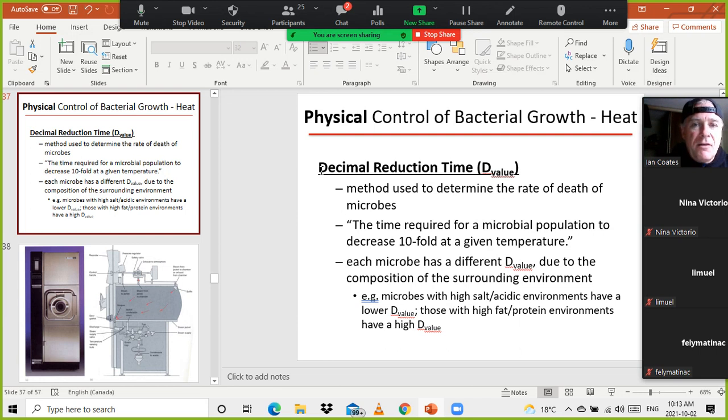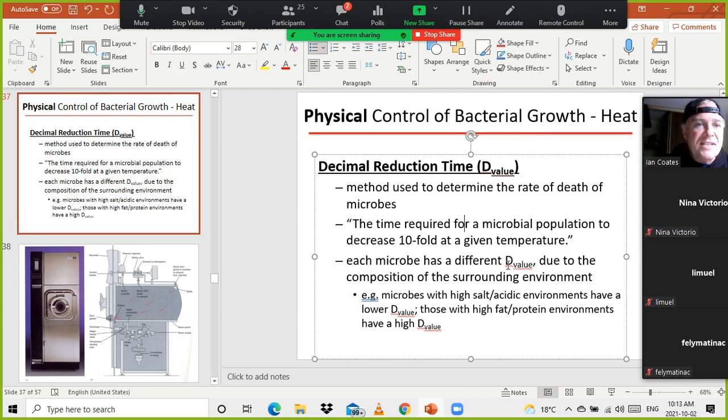This one here, I think you'll see, is decimal reduction time. We just call this the short form, the D value. I think this is just one slide here. It's not really a big deal. This is a method used to determine the rate of death of microbes. It's the time required for a microbial population to decrease tenfold at a given temperature, right? The decimal reduction time, we call it the D value, sometimes called the death value, okay?